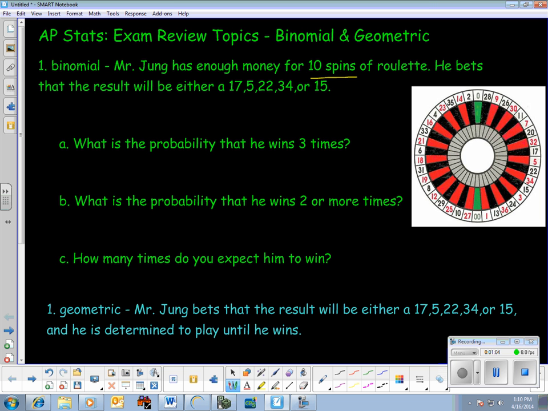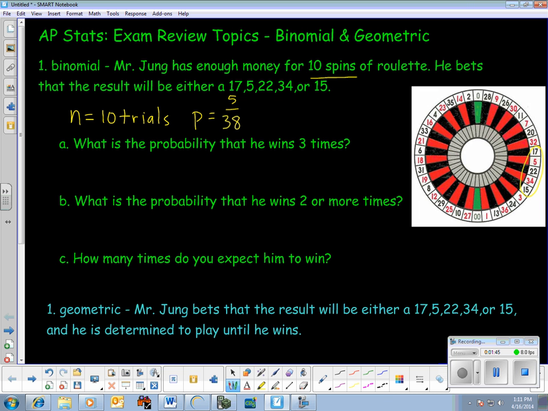So let's just list what we know. In this case, N is 10 trials. P is the probability of success. And on this roulette wheel, you can see I'm betting that it's going to land on 17, 5, 22, 34, or 15, which is this little section of the wheel right here. There are 36 numbers plus 0 and double 0. So we have 38 numbers total, and I'm betting on 5 of them. So 5 out of 38 is the probability that, I mean Mr. Zheng, who we're talking about, succeeds.